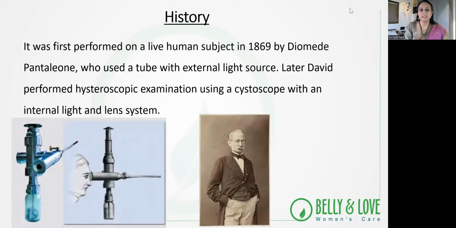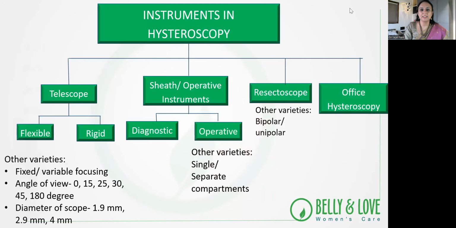If we go back to the history, the first hysteroscopy performed on a live human subject was by Pantaleoni in 1869, where he used a tube with an external light source. Later, Davis performed hysteroscopic examination using a cystoscope with internal light and lens system.